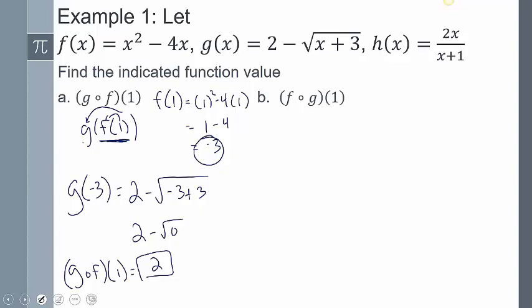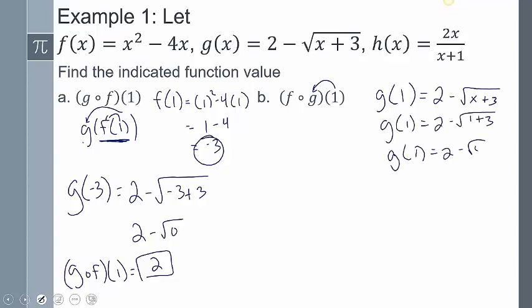Next example. This one says take 1 and plug it into g. So if I take 1 and plug it into g, I'm going to get g of 1 equals 2 minus the square root of x plus 3. So plugging in 1, that's 2 minus 2, so that's going to be 0. So g of 1 is 0.